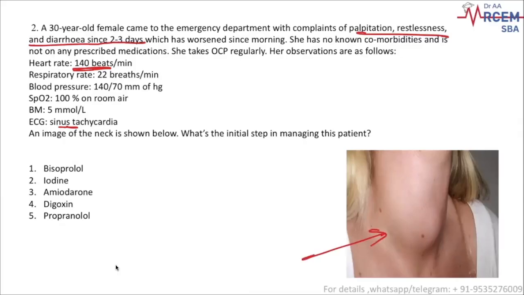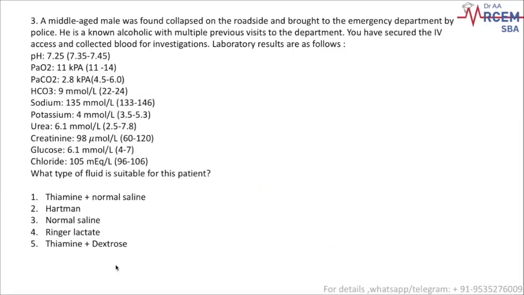Next image has been given here, shows a goiter, a diffusely enlarged thyroid gland is shown. Keeping all these points, we are thinking of hyperthyroidism. And more specifically, we're thinking this might be a thyroid storm because significant tachycardia is present. It is 140, which is very significant. What do we do for initial management? Propranolol, a beta blocker, is what you're giving. So the fifth option is the right one here.